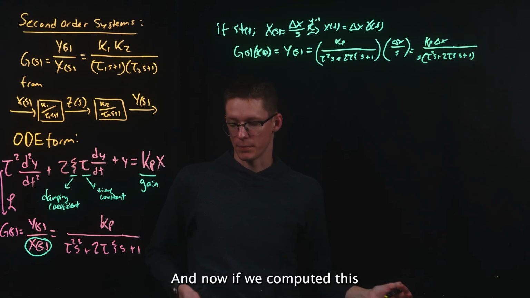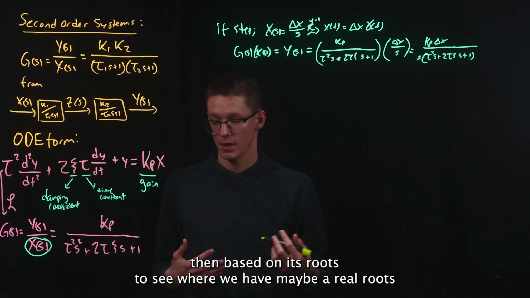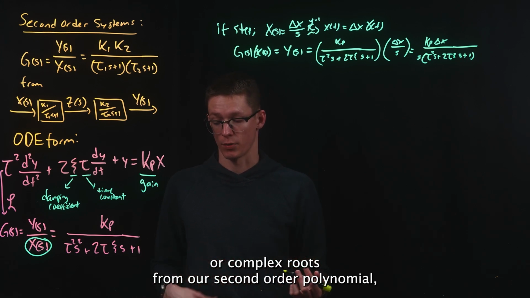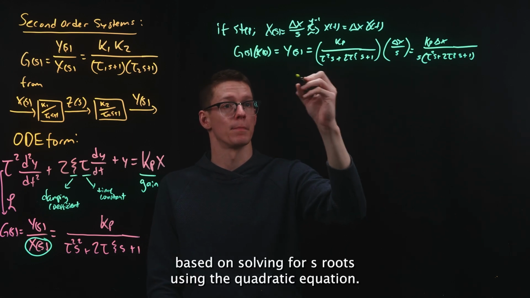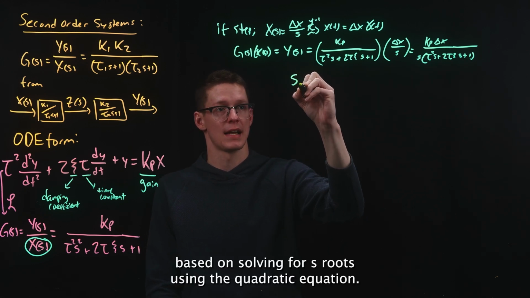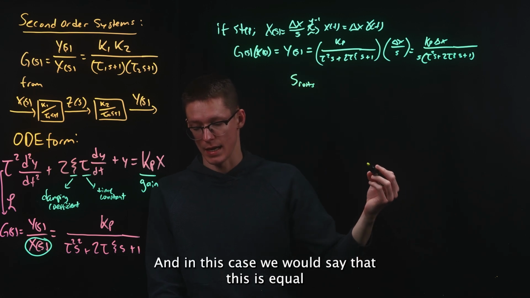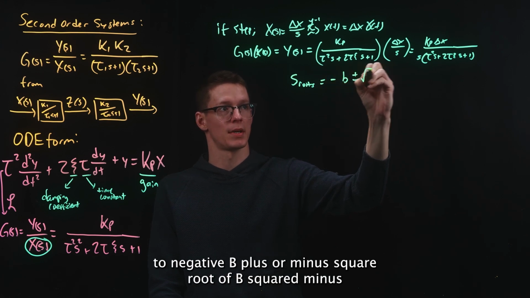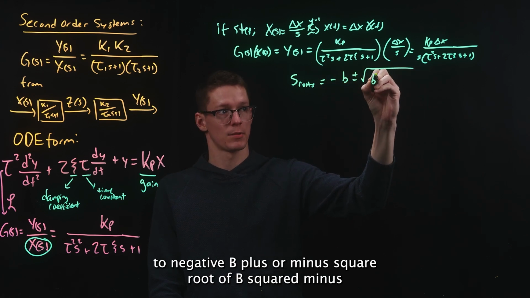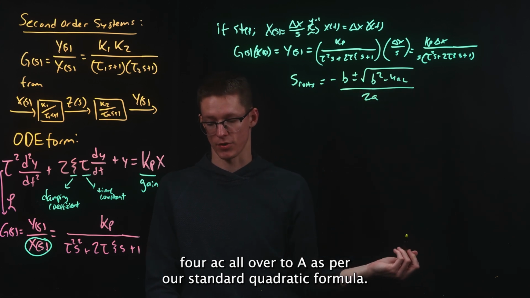And now if we computed this based on its roots to see where we have maybe a real root or complex root from our second order polynomial, we can ultimately find the roots of the system by solving for s using the quadratic equation. In this case, s is equal to negative b plus or minus the square root of b squared minus 4ac, all over 2a, as per our standard quadratic formula.